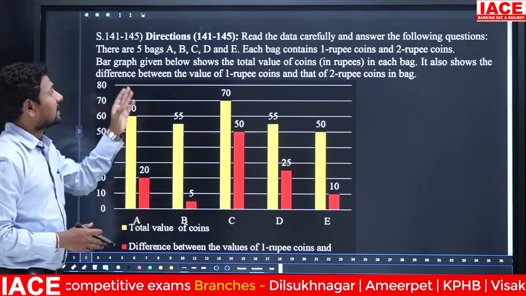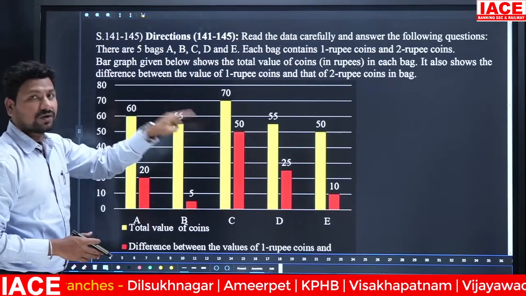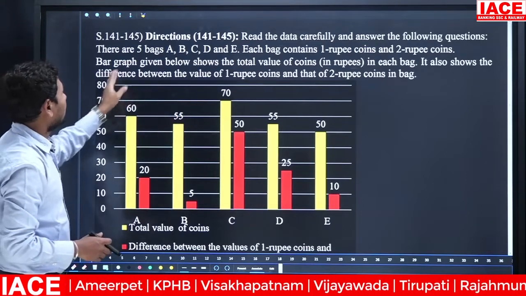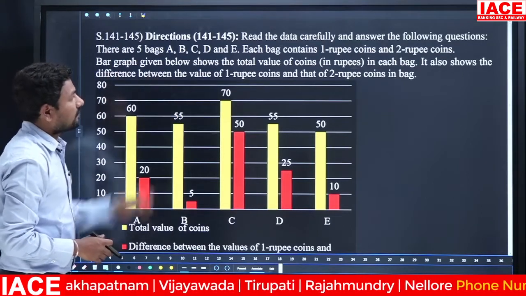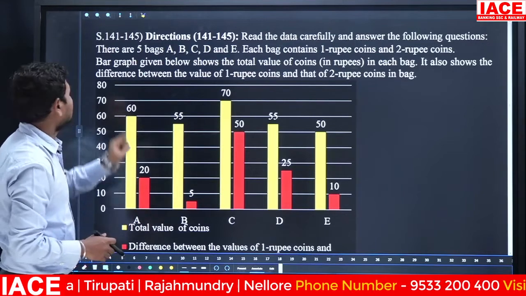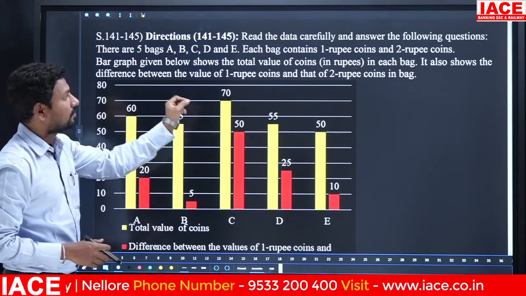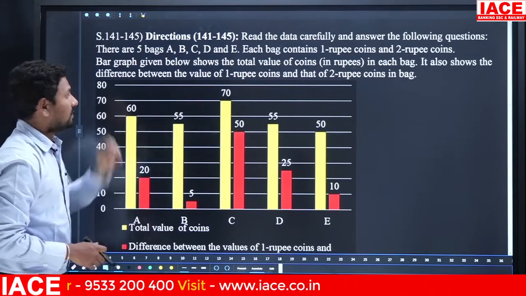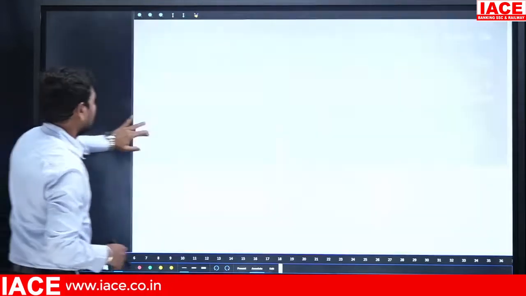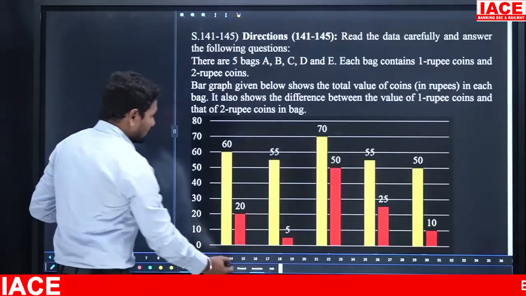There are 5 bags A, B, C, D, E. Each bag contains 1 rupee coins and 2 rupee coins. The bar graph given below shows the total value of coins in each bag. It also shows the difference between the value of 1 rupee coins and that of 2 rupee coins. First of all, we have to create a table for it. Then, how to understand the table.